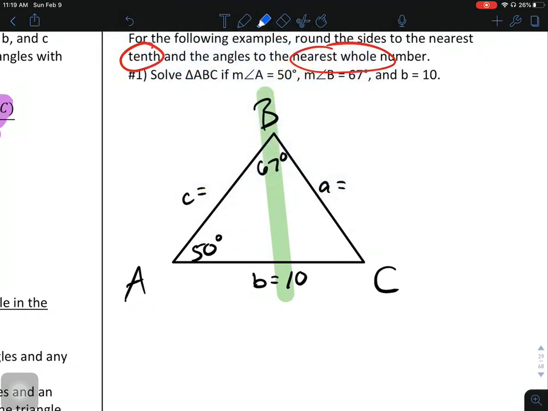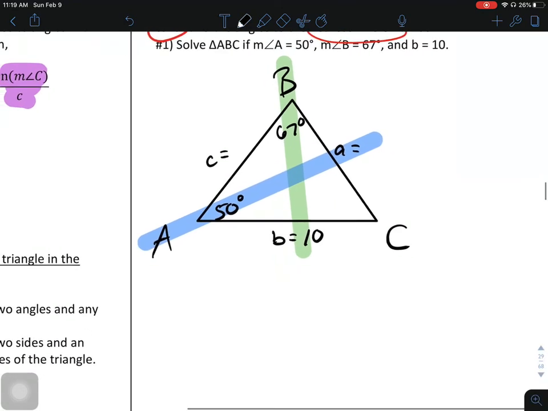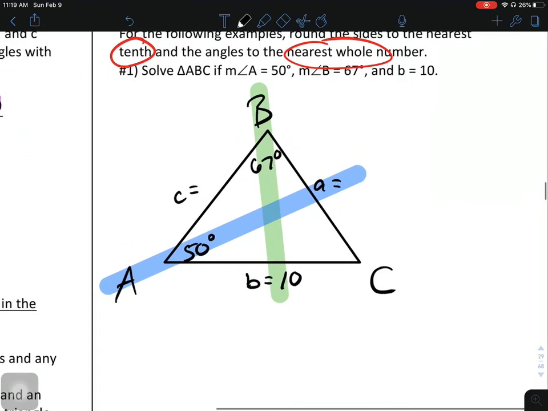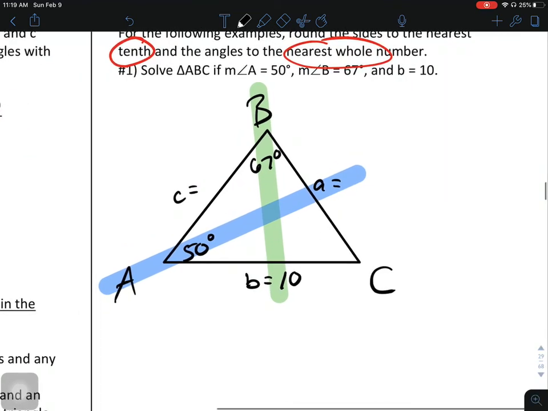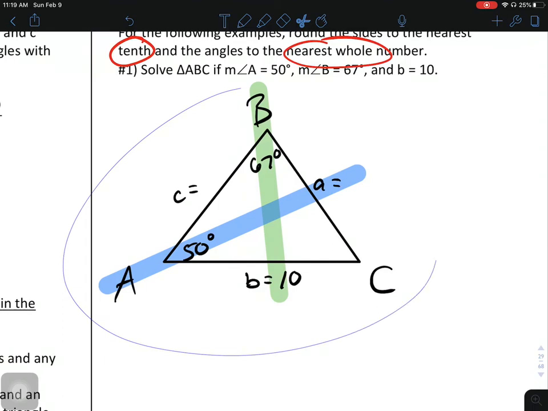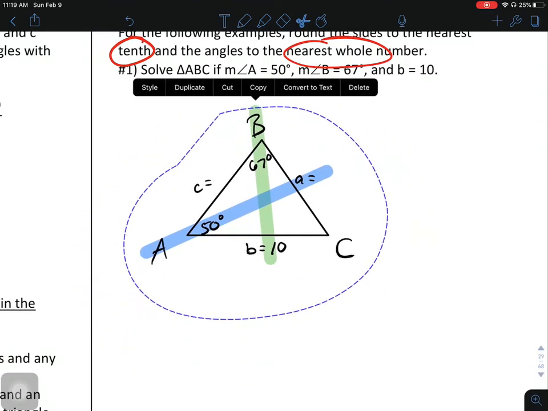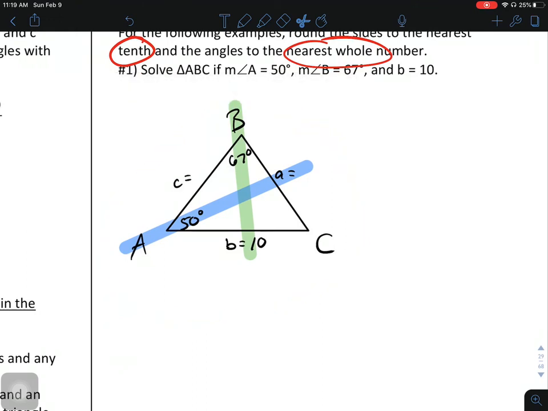We're going to find side A first because we know what angle A is. So we could write the following. I'll tell you what, before we do that, let's go a little simpler. Let's find measure of angle C. We could easily find that. That's the angle addition, or the angle sum theorem that we learned a long time ago.